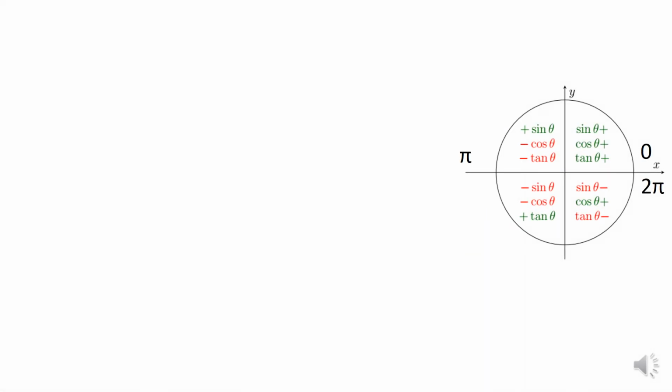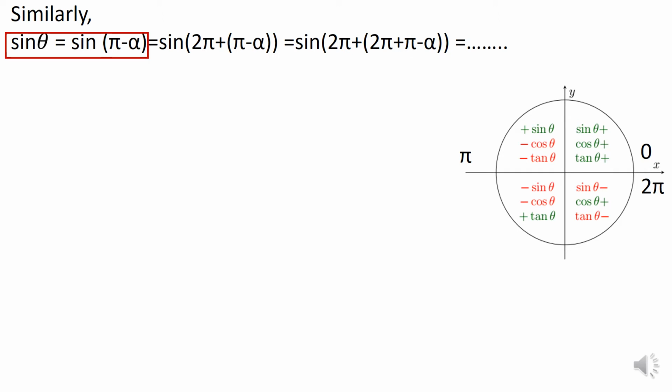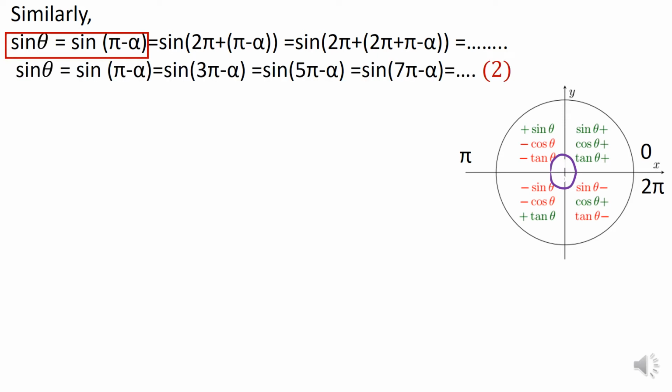As you saw, similarly, from sine theta is equal to sine pi minus alpha, by periodicity, as you can see, the angles repeat after every 2 pi interval. We get the two statements as equal to sine 2 pi plus pi minus alpha, sine 2 pi plus 2 pi plus pi minus alpha, and so on. Thus we get sine theta is equal to sine pi minus alpha is equal to sine 3 pi minus alpha, which is equal to sine 5 pi minus alpha, and so on.